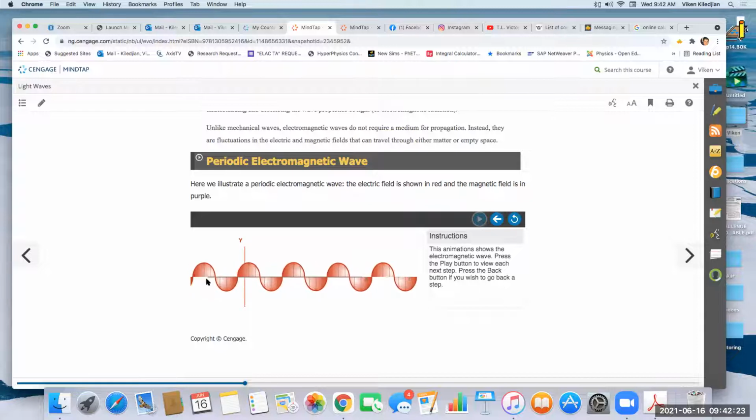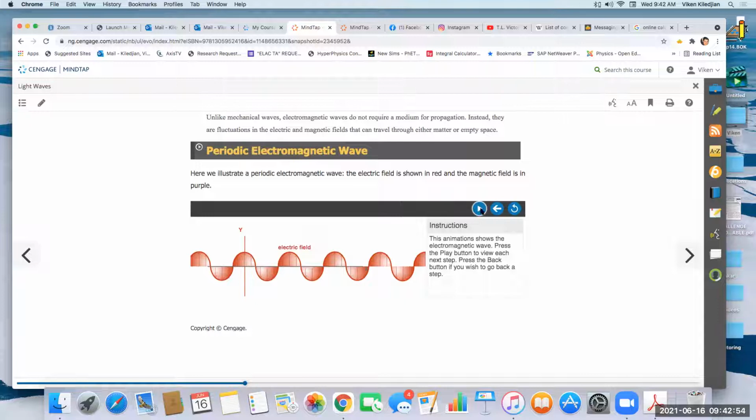So you see the electric field is up and down like this. And another thing that they didn't mention is that electromagnetic waves are transverse waves. So if the wave is traveling to the right, the electric field is propagating up and down, perpendicular to the direction of travel of the wave. That's called a transverse wave. The electric field is up and down, and the direction of propagation is to the right.